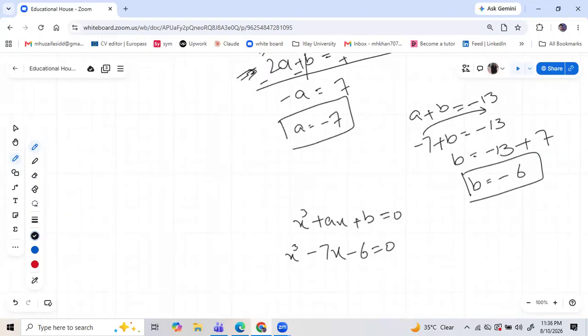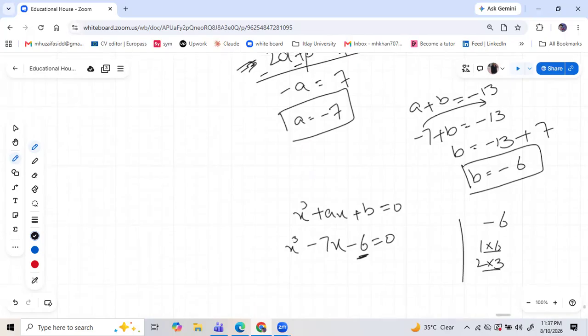Okay. Now we are checking our factors. Look at it here. This is minus 6. We know that 1 multiplied by 6, 2 multiplied by 3, these are all the factors of this. So if we are setting x is equal to minus 1, x is equal to minus 1.